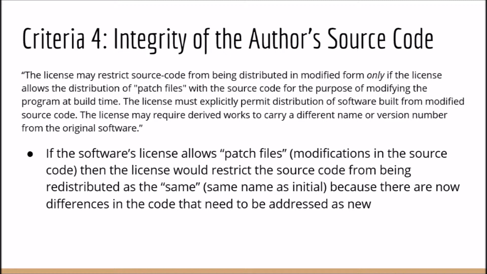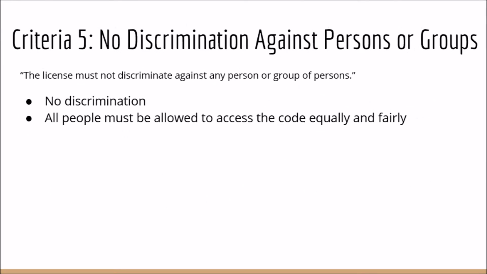The fourth criteria is the integrity of the author's source code. If the software's license allows for patch files, modifications in the source code, then the license would restrict the source code from being redistributed under the same name as the initial, because there are now differences in the code that need to be addressed. The fifth criteria is no discrimination against persons or groups. This means that all people must be allowed to access the code equally and fairly.